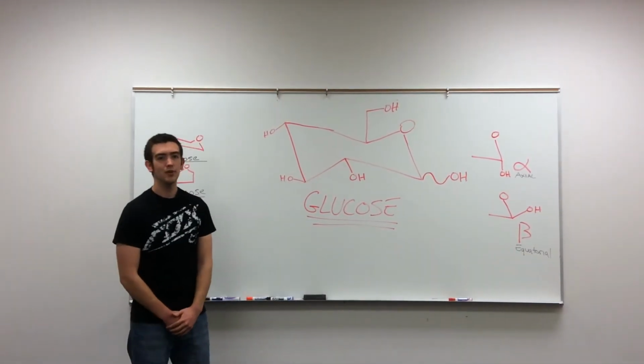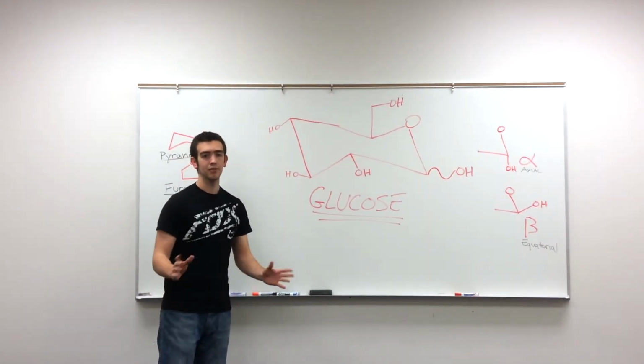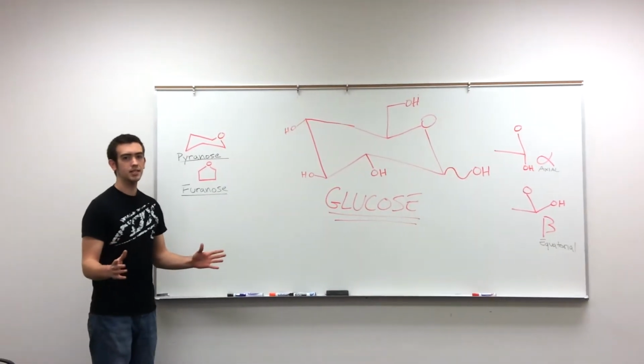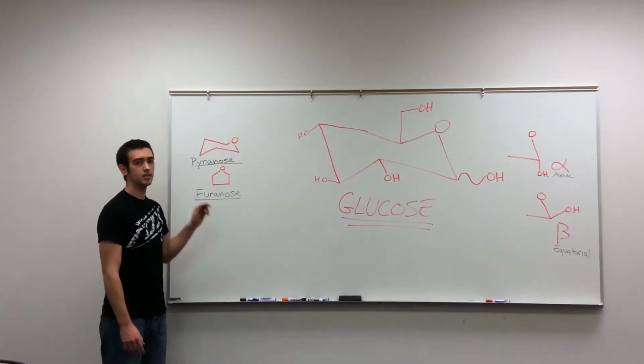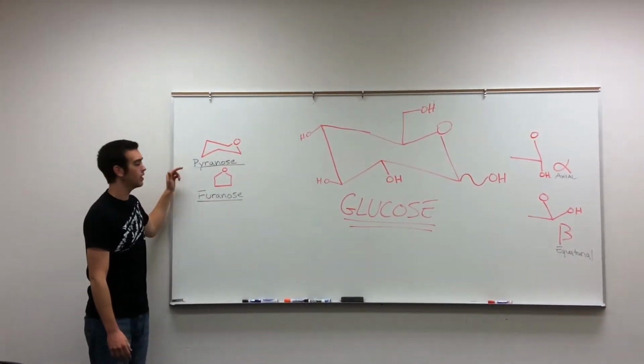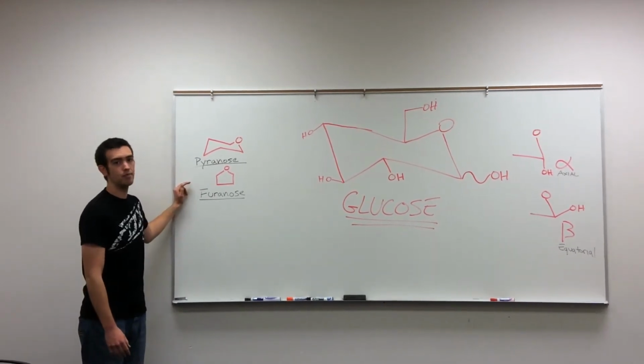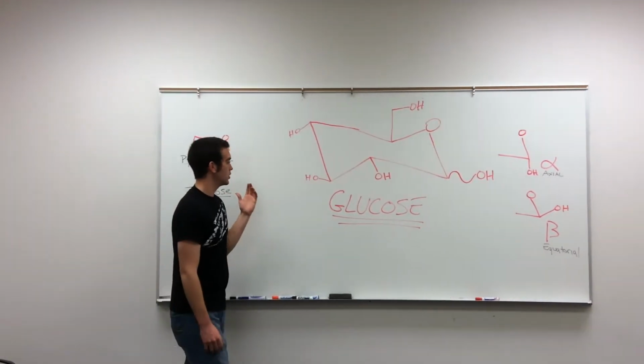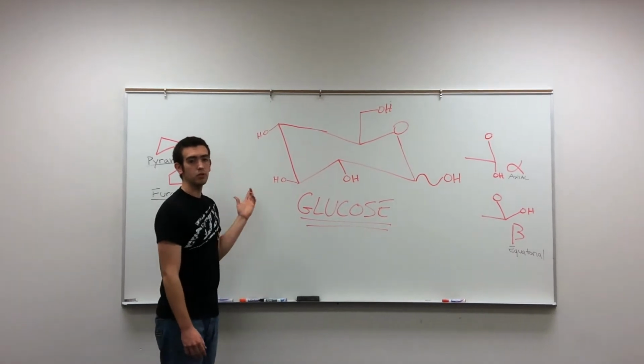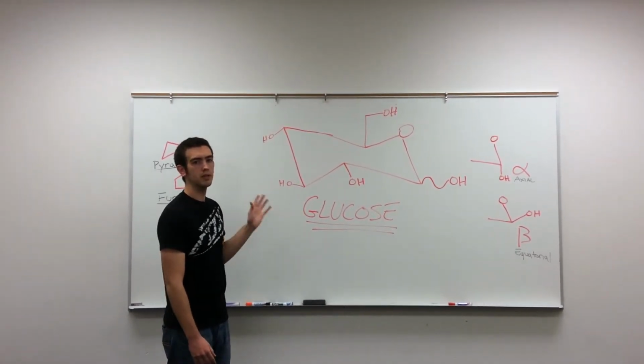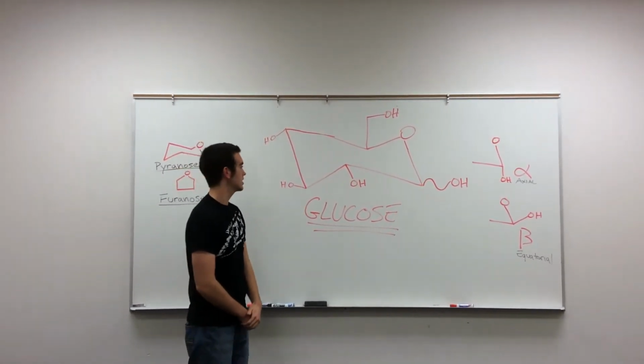Alright, today we're going to learn how to identify monosaccharides. The first thing that we need to keep in mind when we're looking at monosaccharides is that there's two basic kinds. There's pyranose, which is a 6-membered ring, and furanose, which is a 5-membered ring. Generally speaking, the pyranose form is going to be more stable, and so we're going to see more of those as we go through different kinds of monosaccharides today.